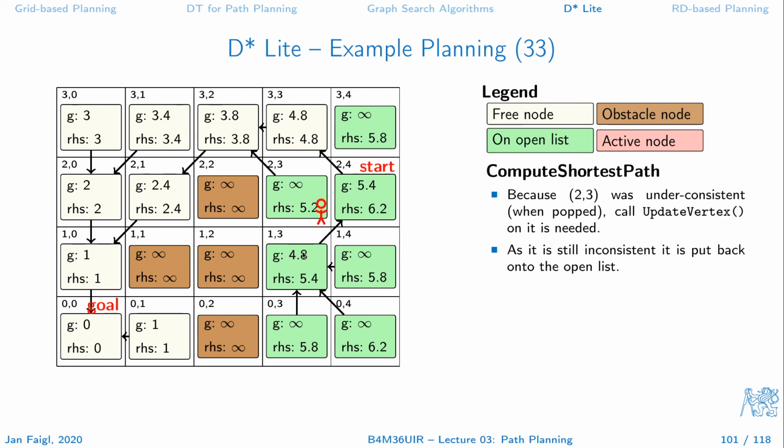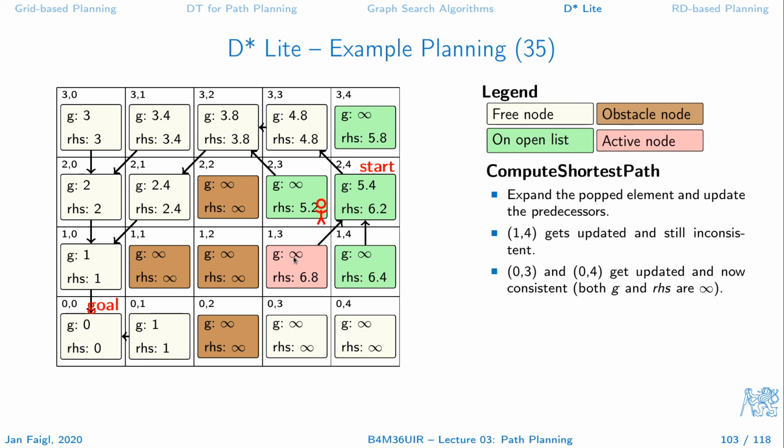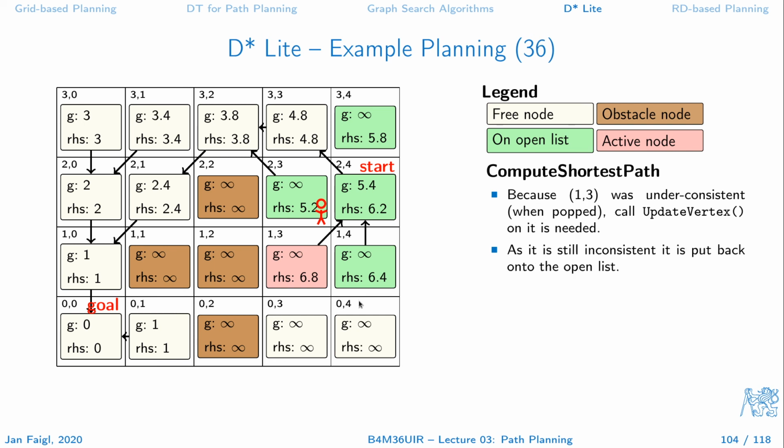Okay. So what we have now is the open list that looks like this, and the cheapest node is actually this one, right? So we update it using the G value here. Because it's under consistent, we set the G to infinity. And the same actually happens for the neighboring nodes. And since it was under consistent, the update vertex is needed. It's still inconsistent, so we are putting it back to the open list.